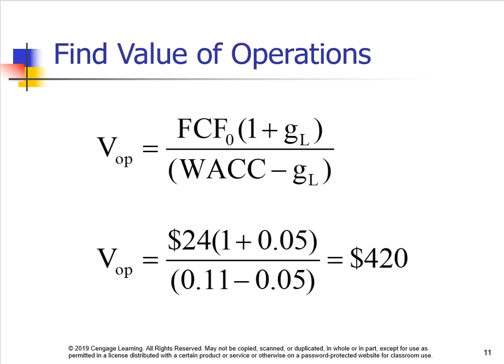So the first thing we have to do is find the value of operations. So the value of operations at time 0 is free cash flow 1 divided by WACC minus g. So 24 times 1 plus 5% growth is going to give us free cash flow 1, divided by WACC minus g. So the value of operations is 420 million. Okay, this is the present value of an infinite stream of cash flows that starts at 24, grows at 5% a year, and is discounted at 11% to the present.